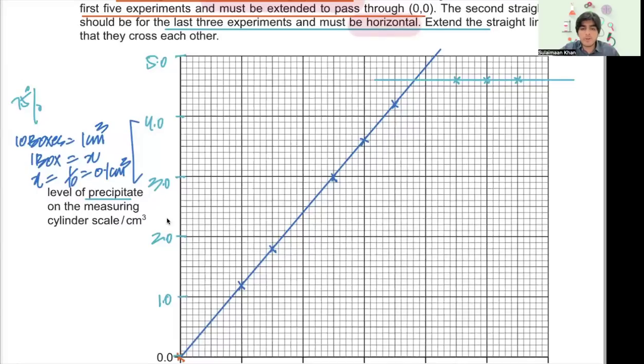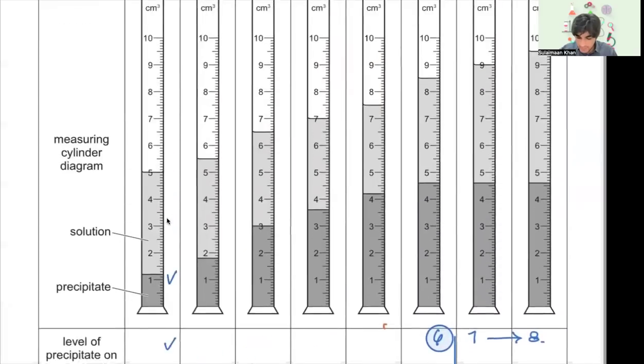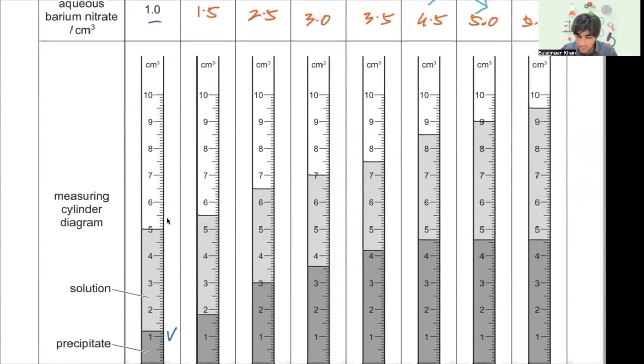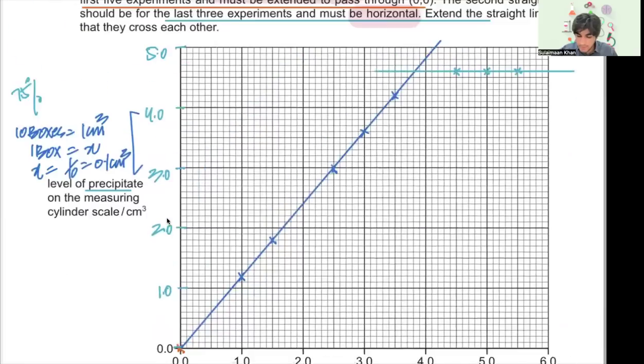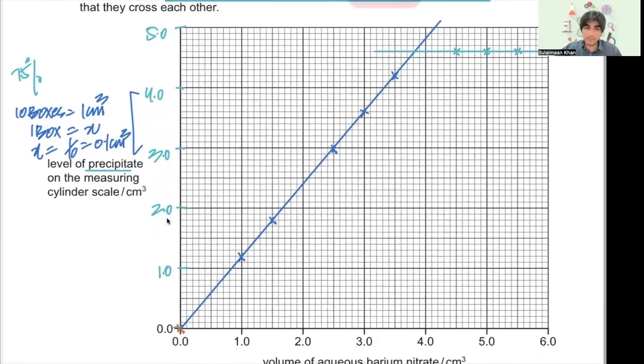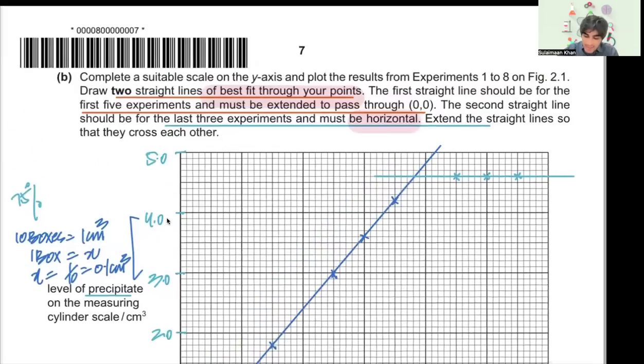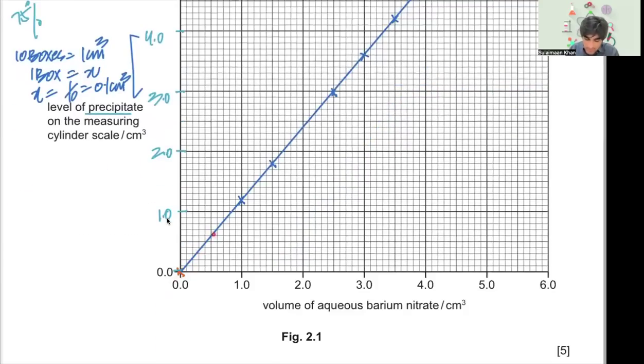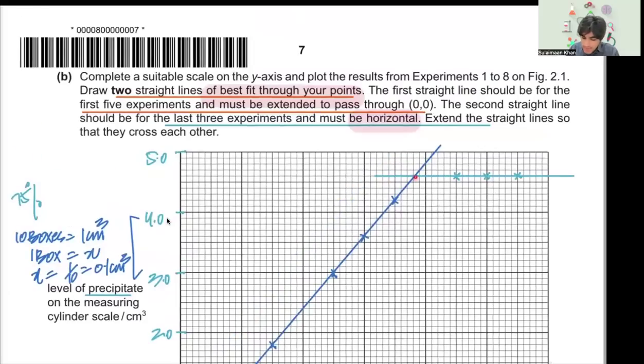Fun fact, do you want to know exactly after which point no more magnesium sulfate was available? That's the intersection of these two lines. That's called extrapolation. See, he said extend the lines to pass through 0, 0, and they must cut each other. So even though the line is this, we make one horizontal, we make one this, and that's extrapolation, just making sure it goes through 0, 0. So that's here, right here.